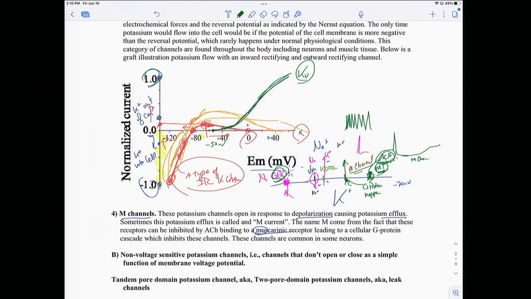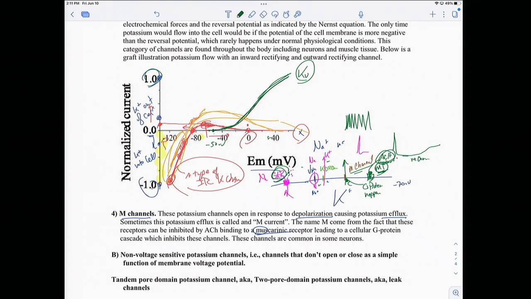Potassium can't flow into the cell with this channel. But even if it could, it still would be outward rectifying because the flow out of the cell is much more robust in terms of current than it would be into the cell. But in this case, it's not in the cell at all because the channel is closed at minus 50 millivolts.